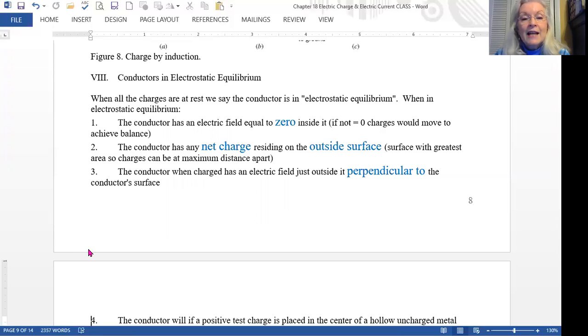All of the net charge, all of the unbalanced charge, will be on the outside surface of the object. And the reason for that is the outside surface is going to give the maximum surface area, so the charges can get a maximum distance apart. And then last, the conductor, when it is charged, will have an electric field just outside of it. It's going to be perpendicular to the conductor. So those electric fields are always perpendicular to the conductor's surface.